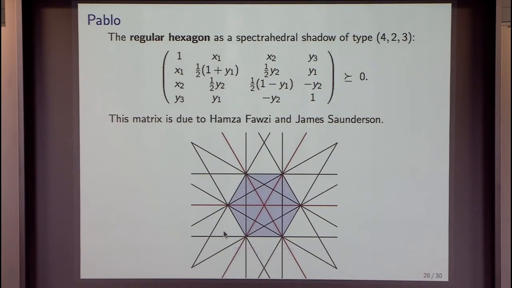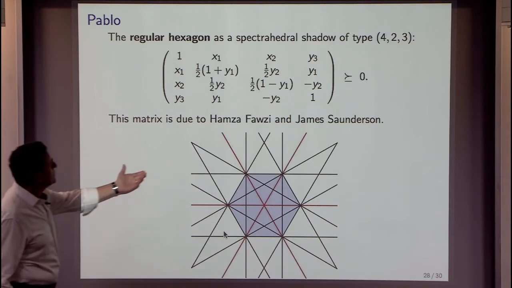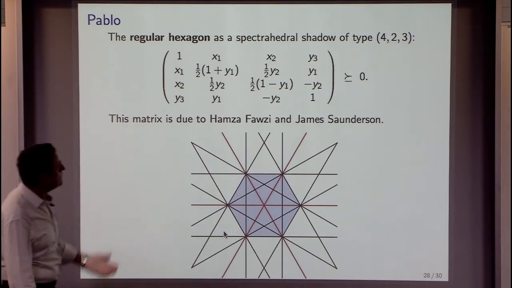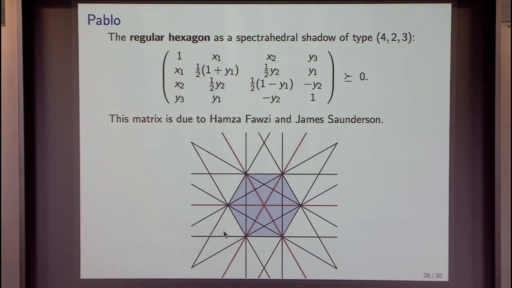So the second to last slide is titled Pablo. Students from MIT, Hamza and James, have a wonderful new paper where they succeed in representing the regular k-gon for various values of k. And this is an example we took from them. So this is the representation of the regular hexagon. Extended formulation for the regular hexagon.